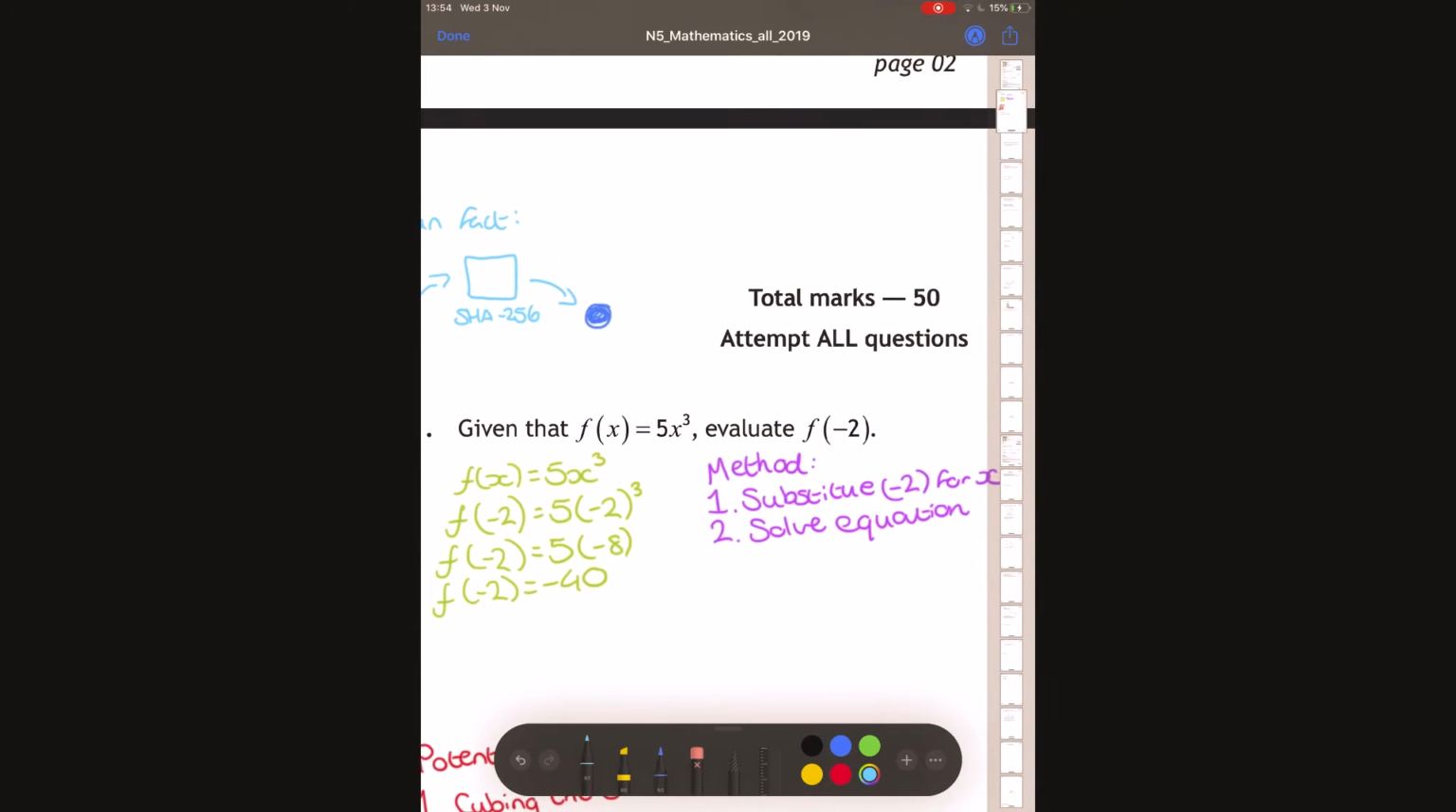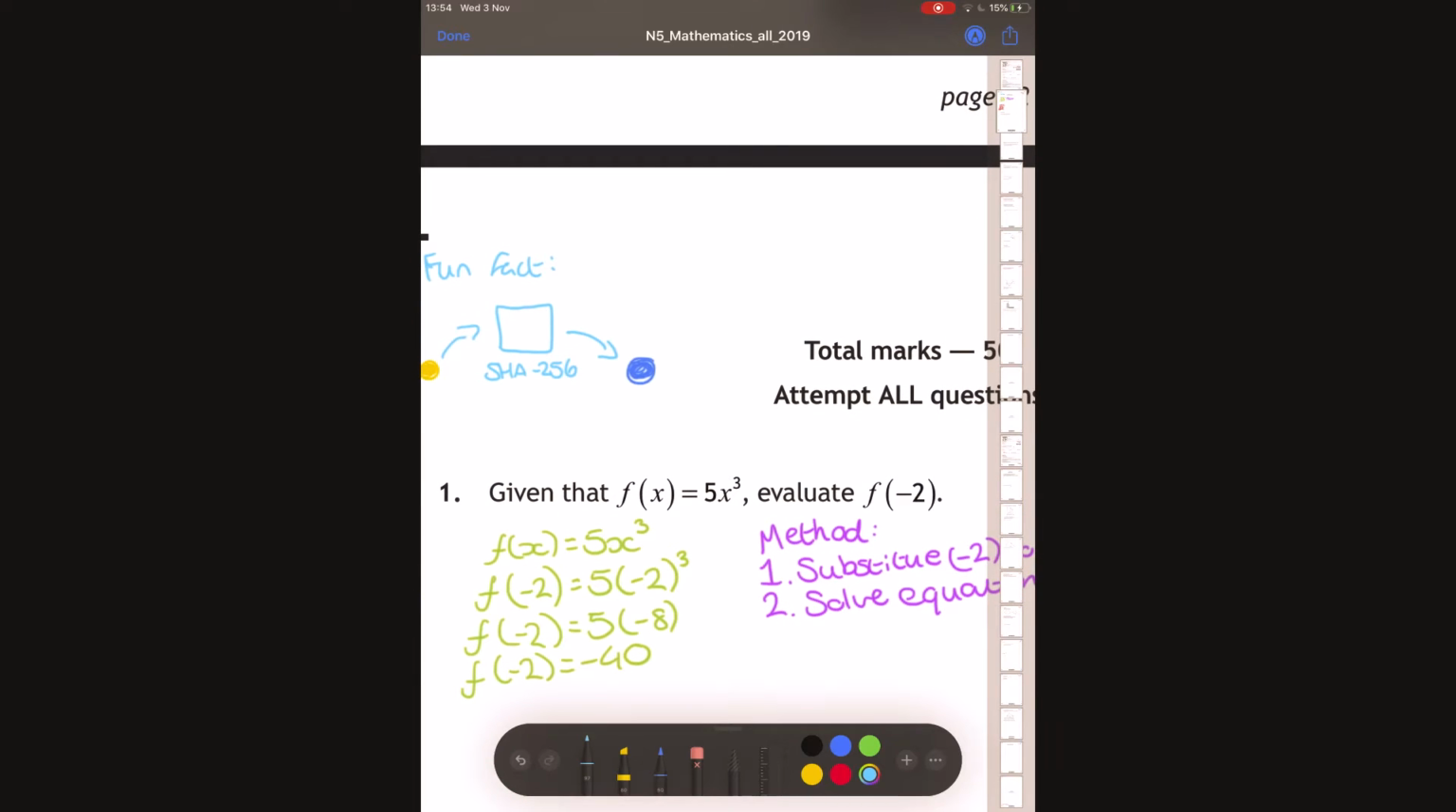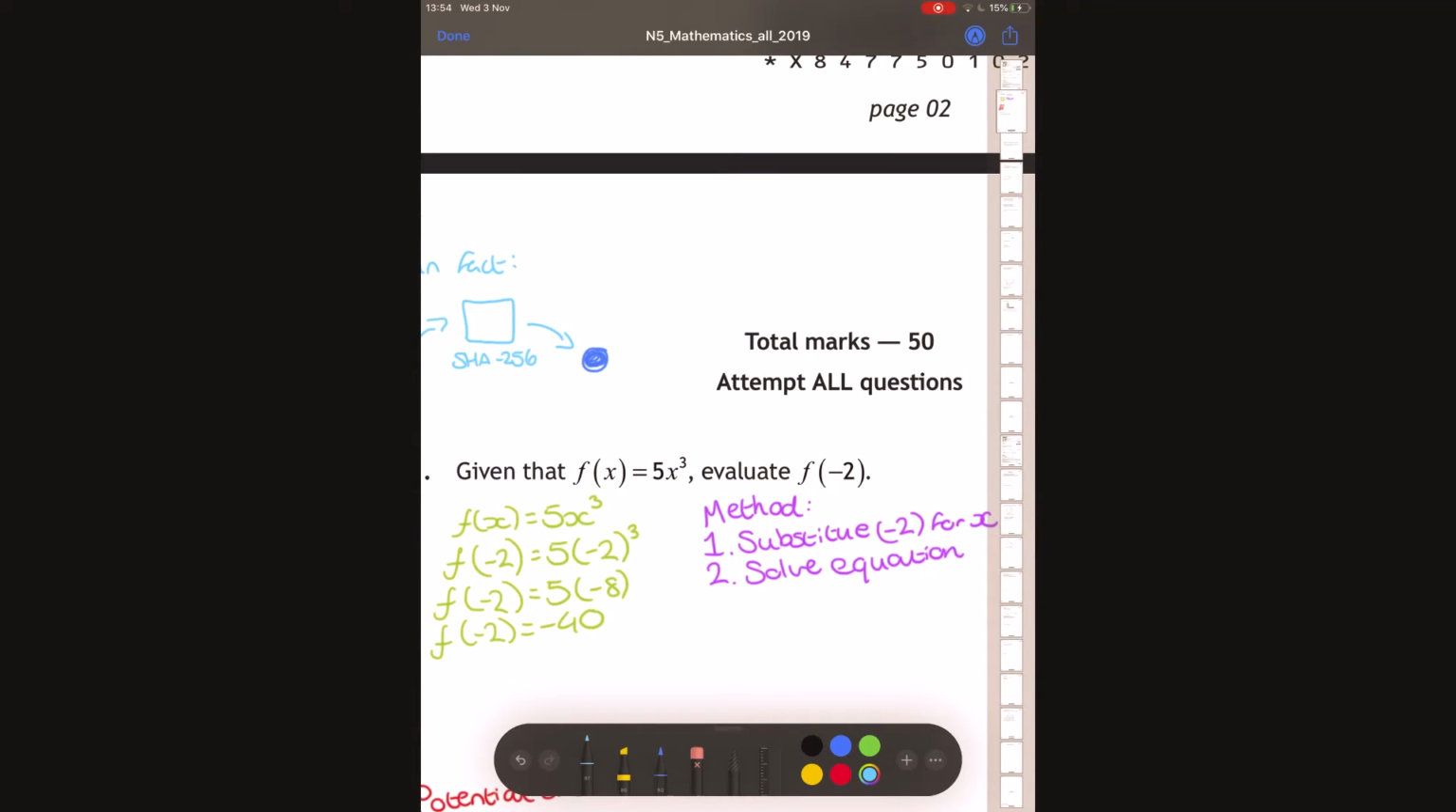So now, onto the question. The method for this is that we would substitute the value here for x in our equation. As you can see, what I've done here is f of x equals 5x cubed. F of negative 2 equals 5 times negative 2 cubed. I've substituted the negative 2 for the x throughout the equation, and now I will solve the equation. So f of negative 2, I just kept that the same. I then cubed negative 2.